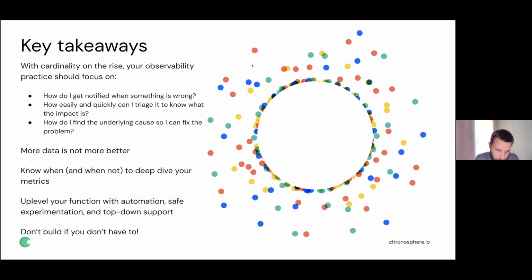Know when to deep dive on your metrics and when not to, in terms of the level of granularity, and provide best practices for your end users. And up-level your function with automation, safe experimentation environments, and top-down support from leadership. And don't build if you don't have to. It's a marathon, and focus on what's going to drive value for your organization.